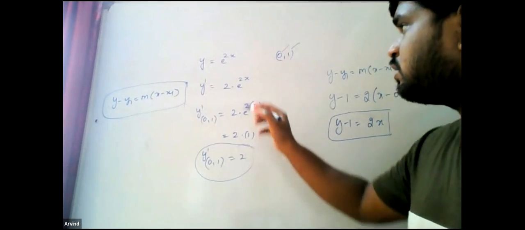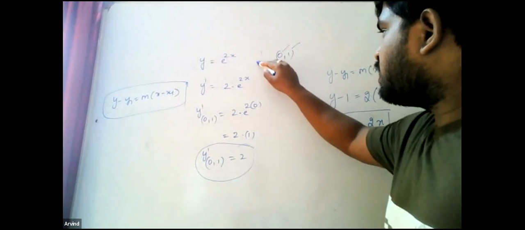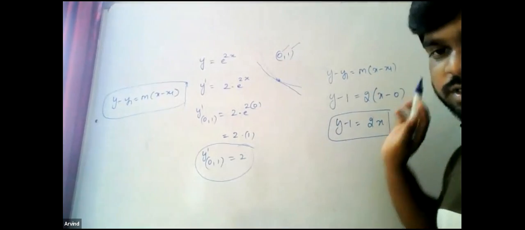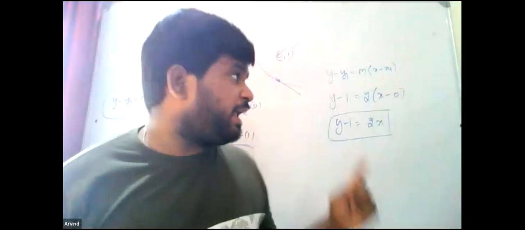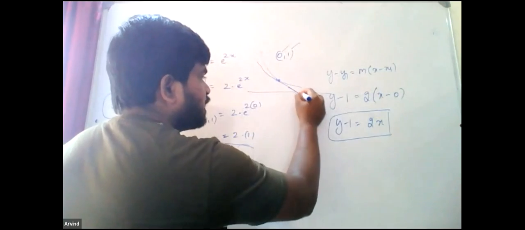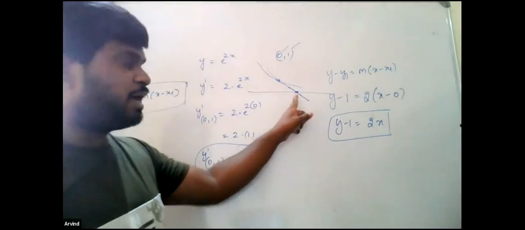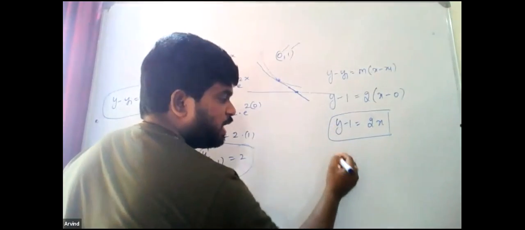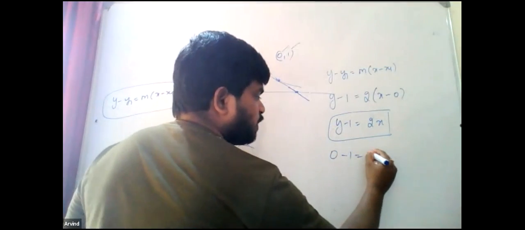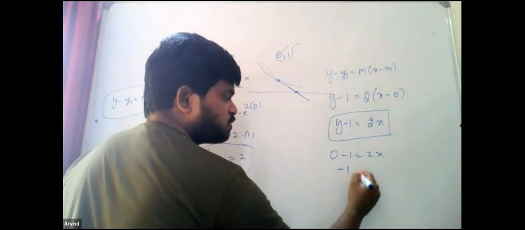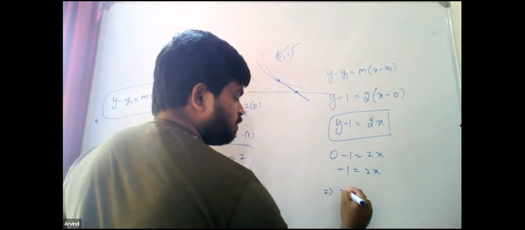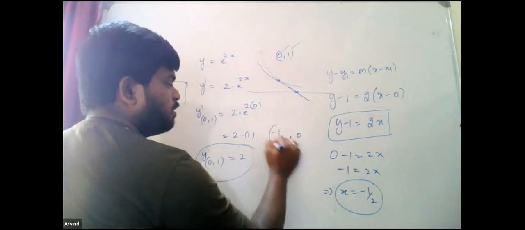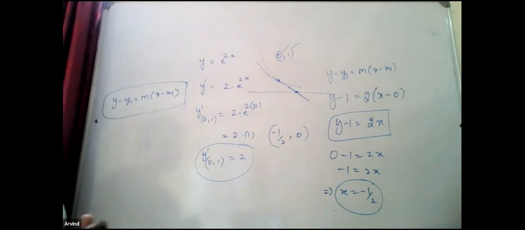The curve is e to the power 2x. We drew a tangent to that curve, and that tangent is a straight line, for which we found the equation. It is passing through the x-axis, so the y value will be 0. So 0 minus 1 equals 2x. 0 minus 1 is minus 1, so minus 1 equals 2x, which implies x is minus 1 by 2. Therefore, the point is (minus 1 by 2, 0). That is your answer. So very simple.